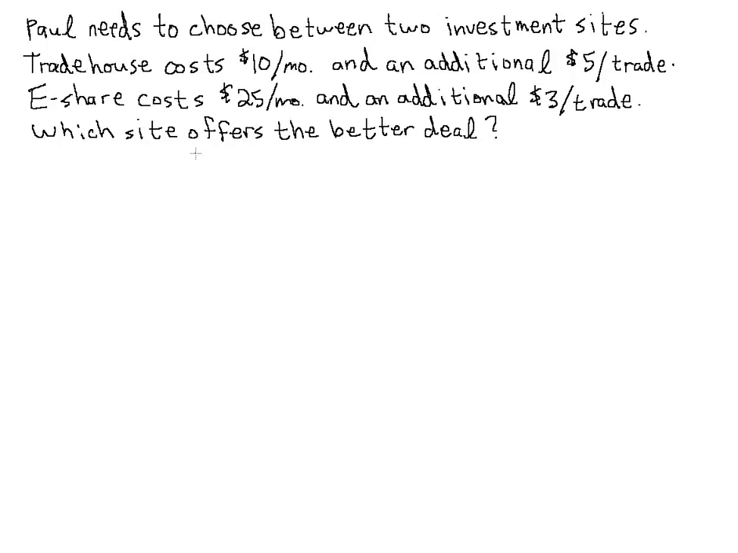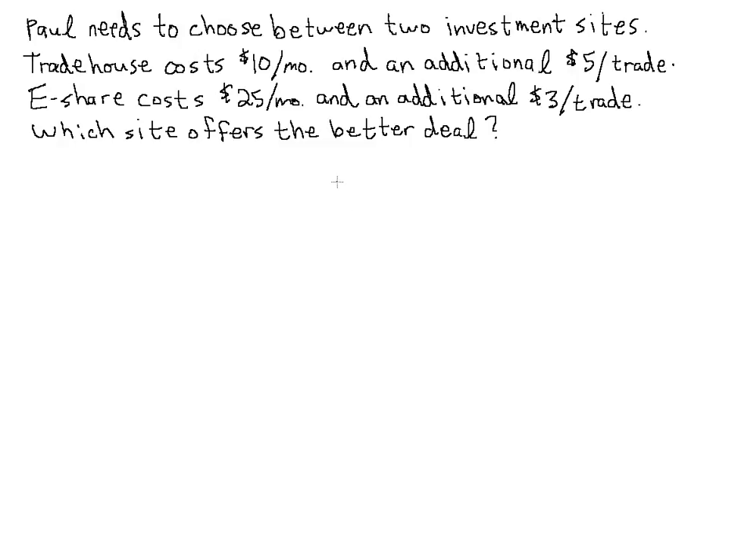Let's take a look at a real-world application of solving linear systems by substitution. So we have the following situation. Paul needs to choose between two investment sites. Trade House costs $10 per month and an additional $5 per trade. eShare costs $25 a month and an additional $3 per trade. We want to know which site offers the better deal.